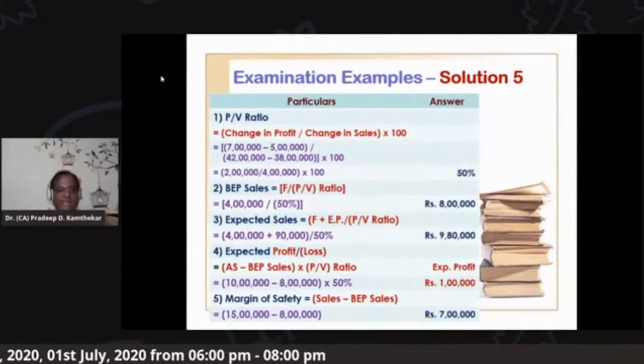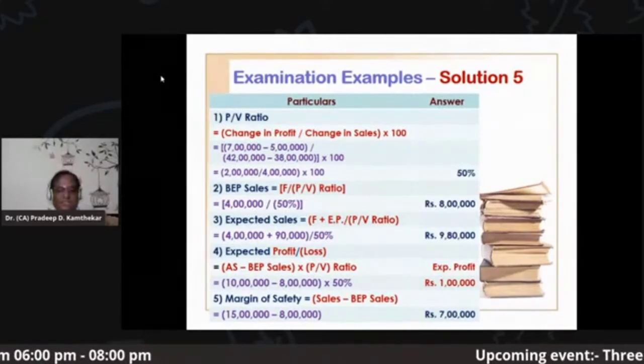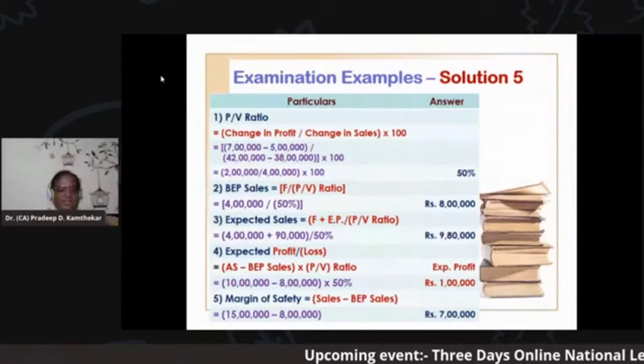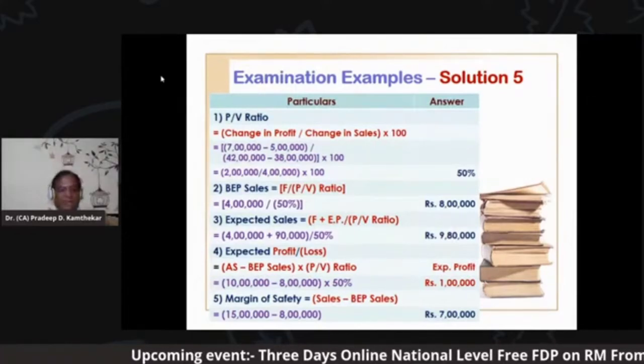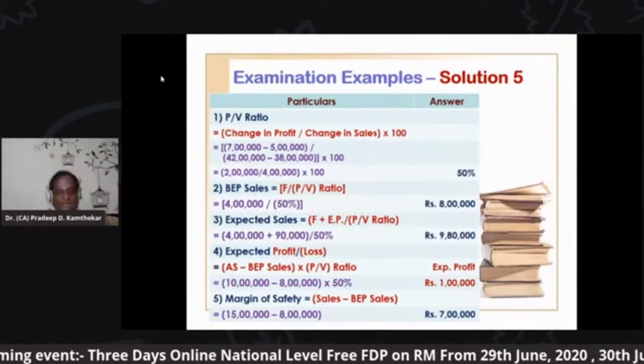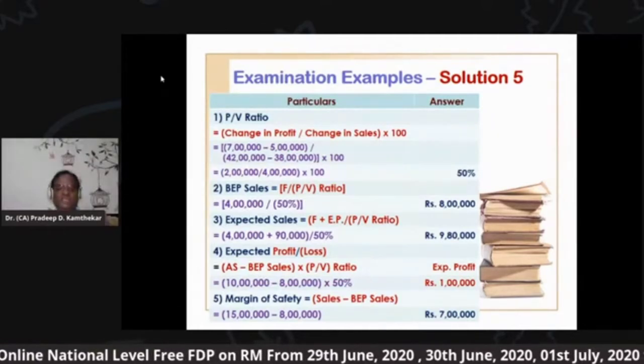Now let us see this change in profit. 7 lakhs minus 5 lakhs, 2 lakh rupees profit is increased. Change in sales, 38 lakhs sales has become 42 lakhs. So increase in sales is 4 lakhs. So 2 lakhs divided by 4 lakhs into 100, the PV ratio is 50%.